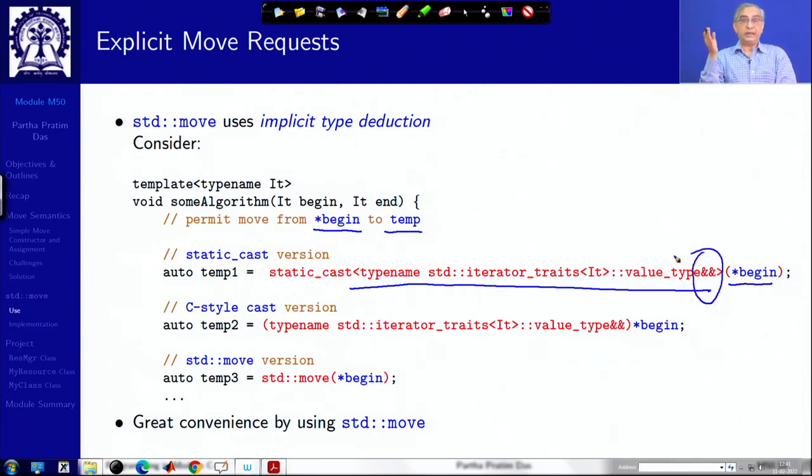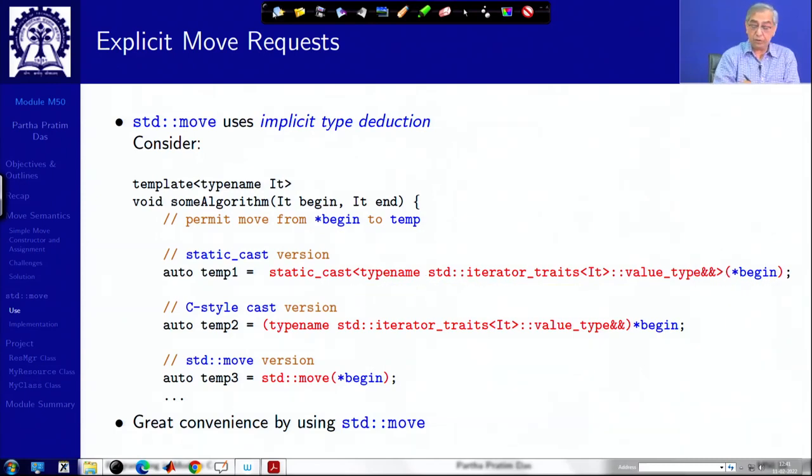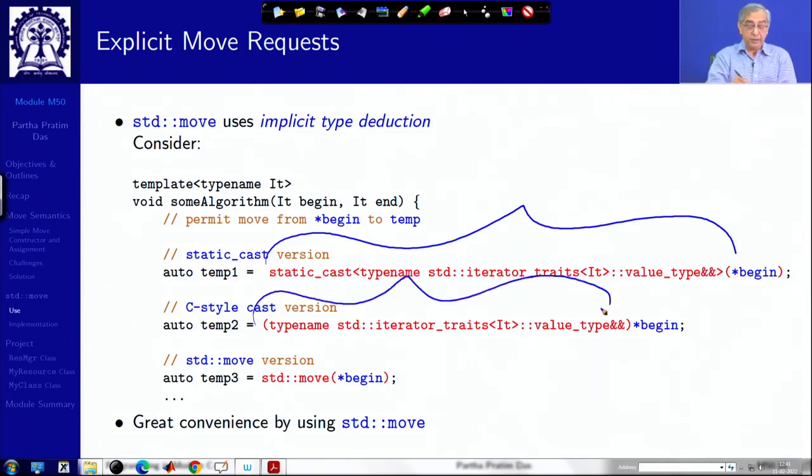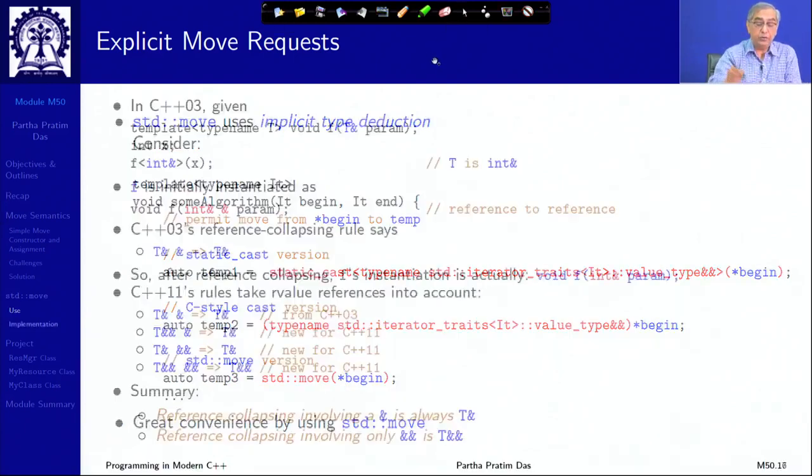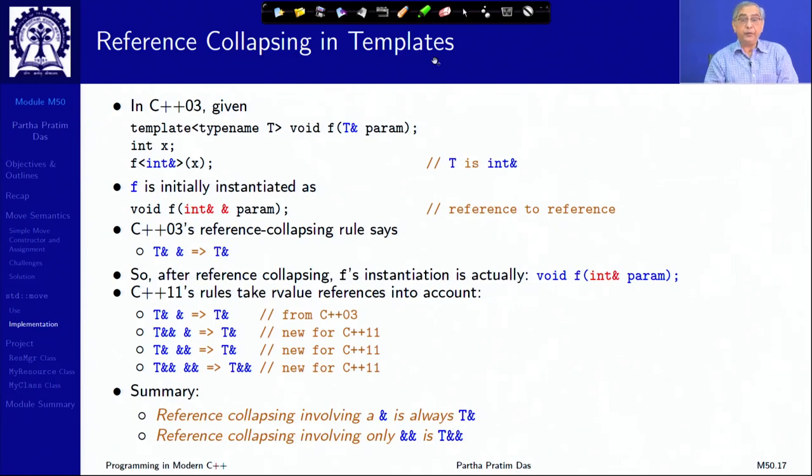You can do this by a static cast, by a C style cast, but certainly you will have to write so much for doing that. Not possible to remember. You can just do std::move and that does your job, right. So, that is the whole issue that we are dealing with. Now, before we understand how std::move works, we need to understand the concept of reference collapsing in template, right. So, std::move is a template obviously, because it is working for any type.